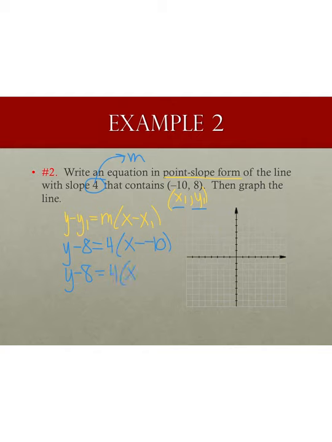I could have right away written x plus 10 if I'm comfortable doing that. And that is my equation in point-slope form. There's no reason to distribute. There's no reason to try to write it in slope-intercept. Leave it like this. I'm going to go ahead and graph this line.